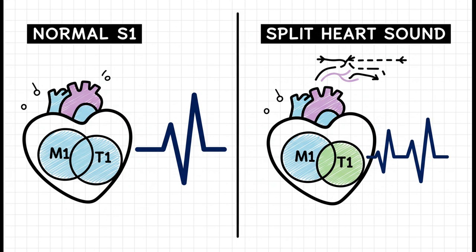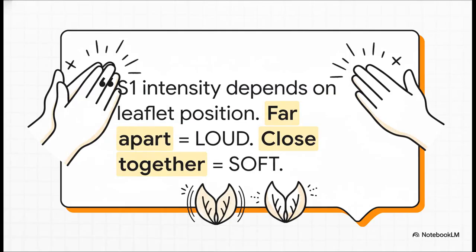The electrical signal to the right ventricle is slowed down, so T1 closes late. For your exams, if you hear a split S1, your brain should immediately go to RBBB. For bonus points, it's also associated with Ebstein's anomaly. Now, why is S1 sometimes loud and sometimes soft?